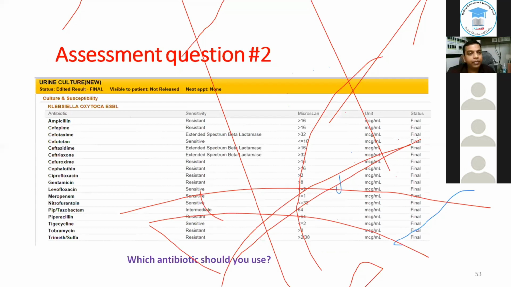Take another example, Klebsiella oxytoca obtained from a urine culture. Now this is the sensitivity pattern. Ampicillin is resistant. Most of the antibiotics are resistant as it is an ESBL, that is, extended spectrum beta-lactamase producer. That is, it is resistant to the third generation cephalosporin group of antibiotics. However, cefoxitin is sensitive. Levofloxacin is sensitive. Imipenem and meropenem are sensitive, and tigecycline is sensitive. Now, which antibiotic will you select here?